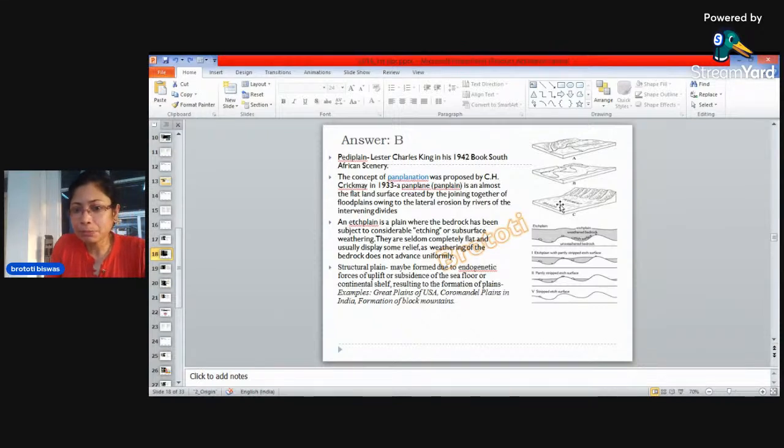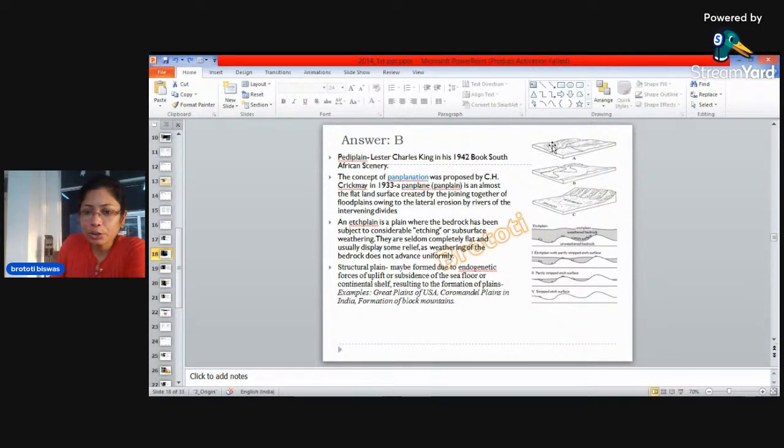So let me just explain this one. As you are seeing in this top right diagram, you can see that this is a river valley. This is a land wherein you can see various rivers running through it.